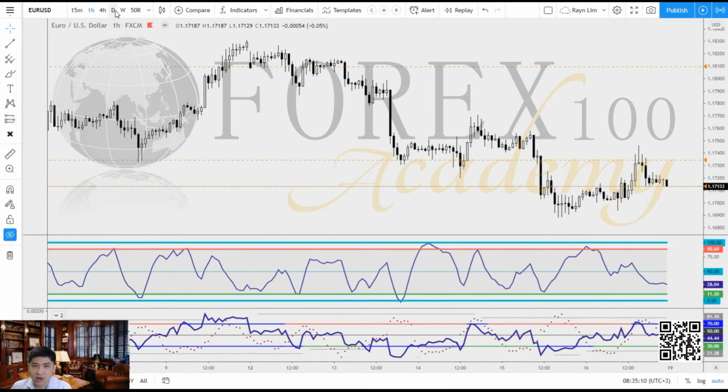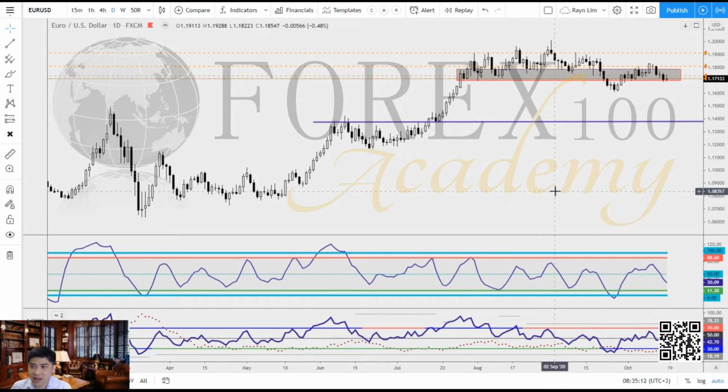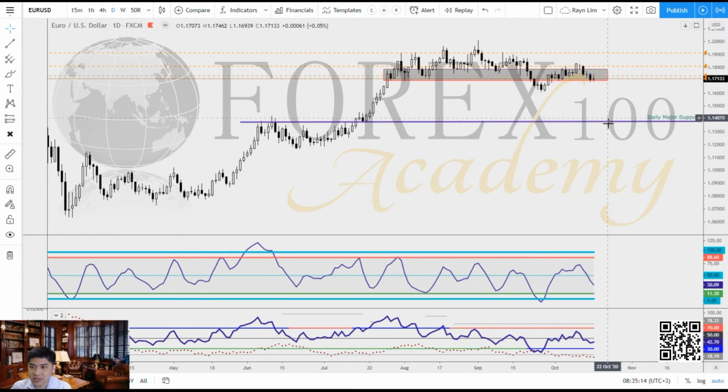All right, so back to the daily chart, let me share with you my analysis. So over here, I'm looking to short it all the way down to 1.1377.